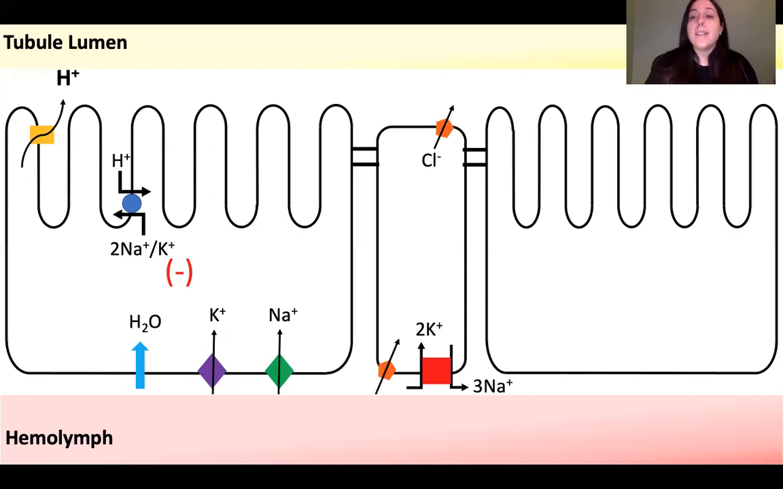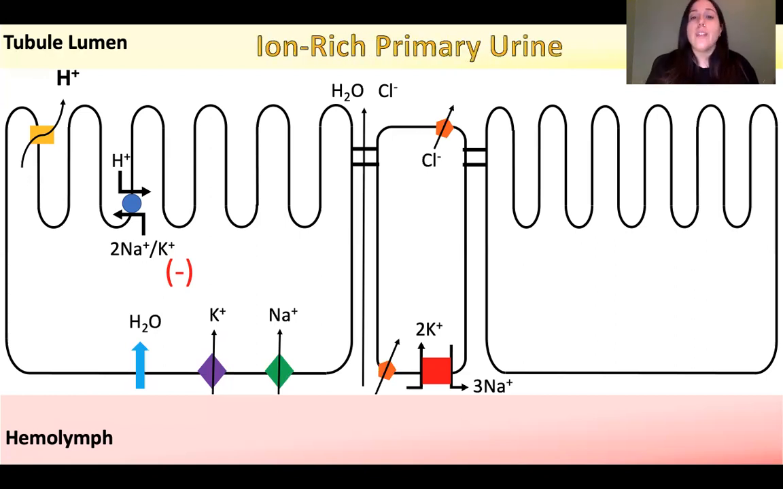And then as a new form of research over the last few years and continuing research, they have discovered that there is a paracellular pathway where water and chloride is able to move through the septate junctions. So this is another form of transport occurring. And overall, the goal of this is to produce an ion-rich primary urine.